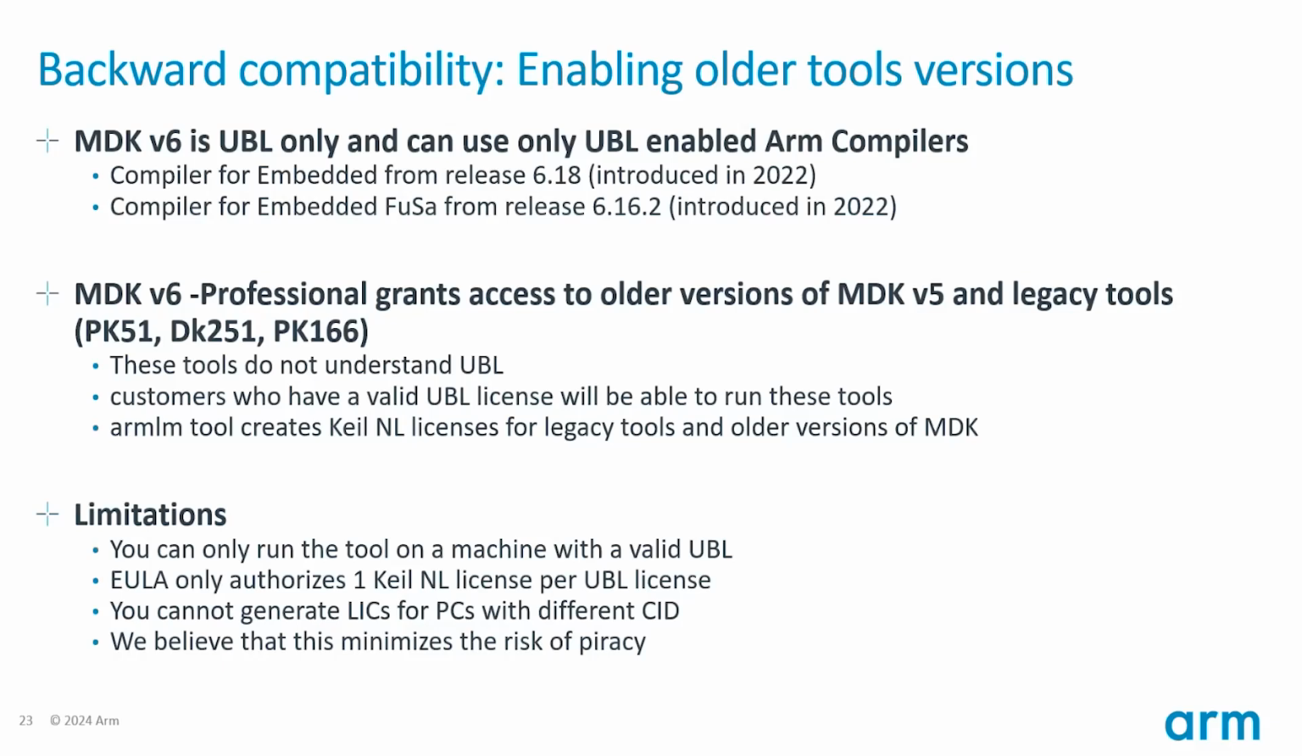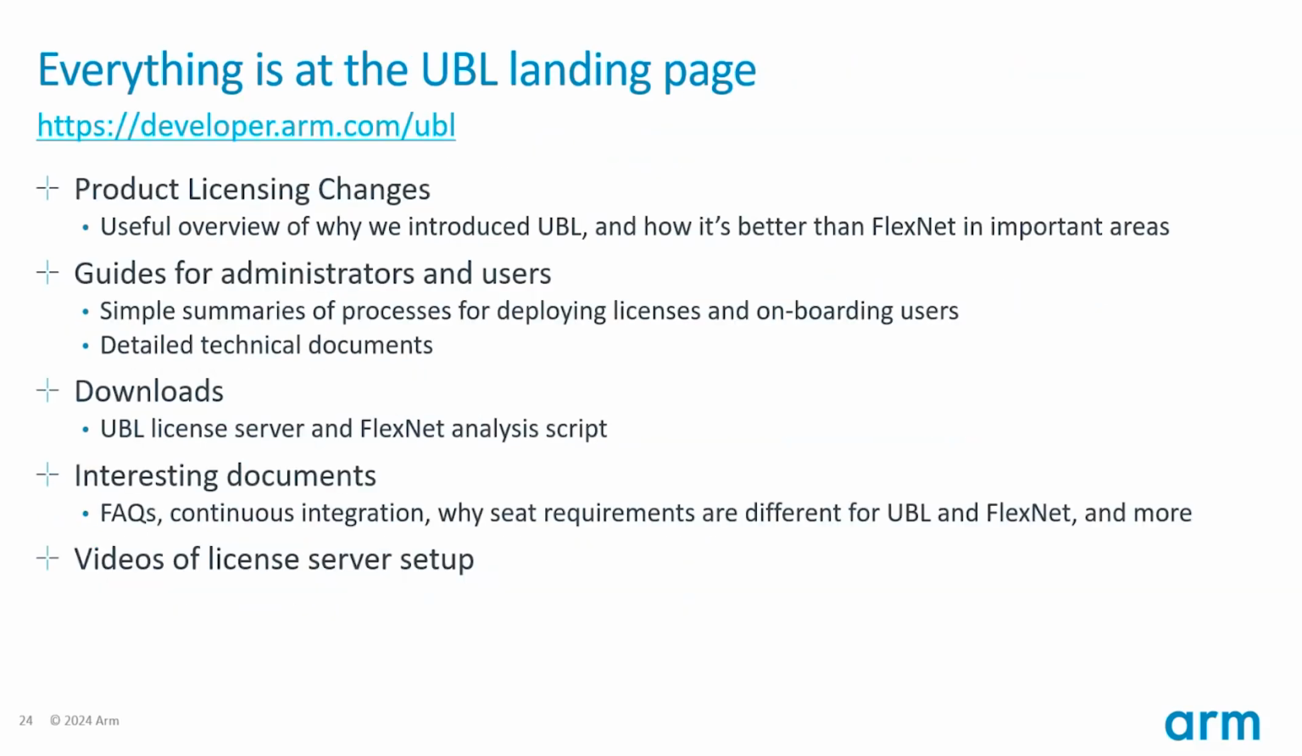work with user-based licensing, and yeah, there are some limitations which you see here. Especially you need to run this conversion command on the machine where you want to use the licenses, so you cannot provide a different CID or something like that. You need to have that on that local machine. There is lots of help available on developer.arm.com/ubl, where we have the landing pages, an overview about the changes, guides for administrators and users. If you want to set up, for example, your own UBL server, how that is done.